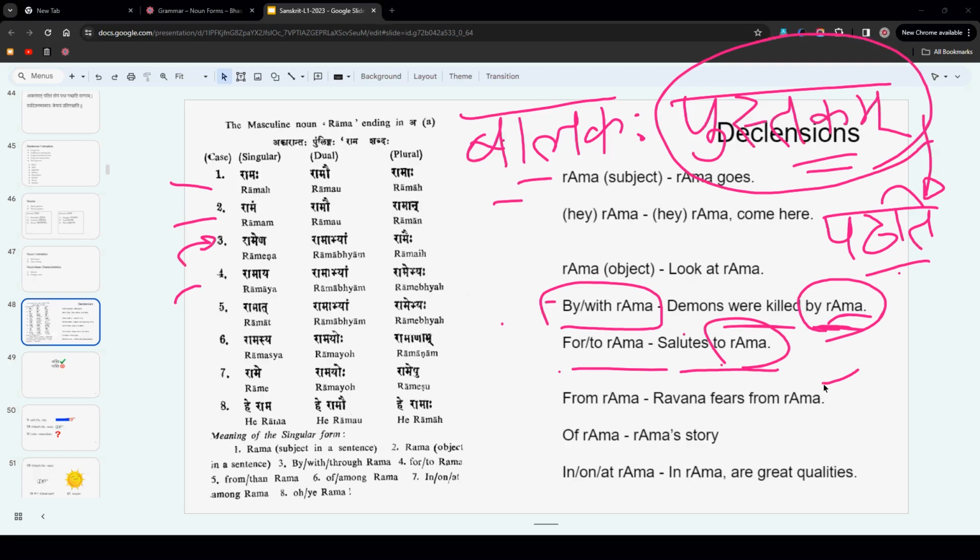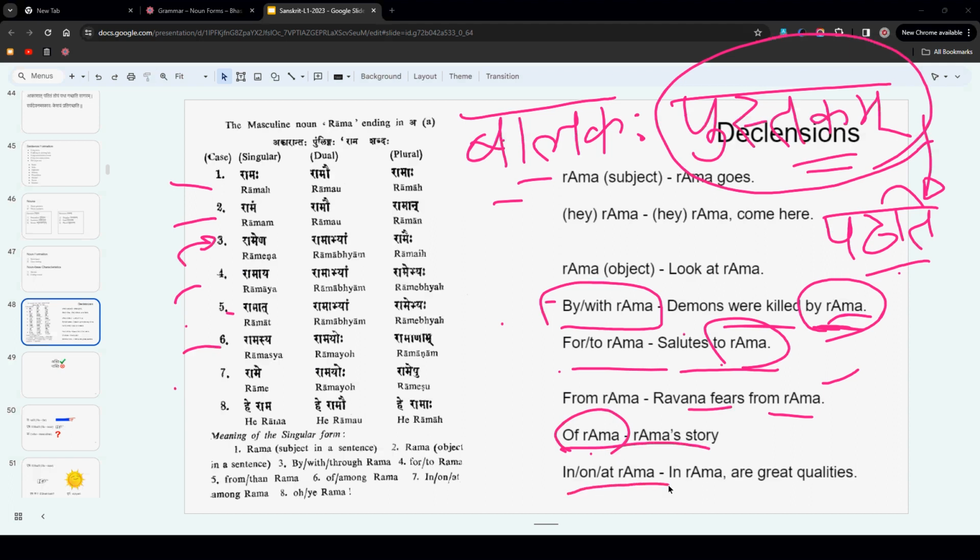And something is coming out, or Ravana fears from Rama, or a river is flowing from or out of a mountain. Yeah? So out of, from mountain. Or river is flowing from lake. So in that case, from lake, separation is there. So in that case, we use this fifth one. And a possession, like Rama's story that we saw just now, like smell of wind. So where there is an of kind of relationship, then we use this sixth one.